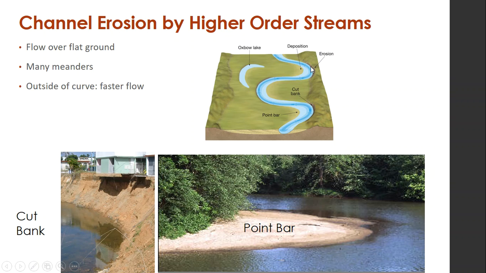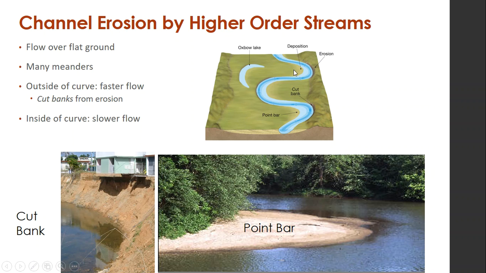The outside of the curve right here, you have faster water flow. This water has to go a greater distance than this water does on the inside of the curve, and therefore it has to flow faster. And so you get something called cut banks, where it's cutting into the side. Here you can see a cut bank where it's actually eroded away, and now you have this structure that's going to have to be taken down.